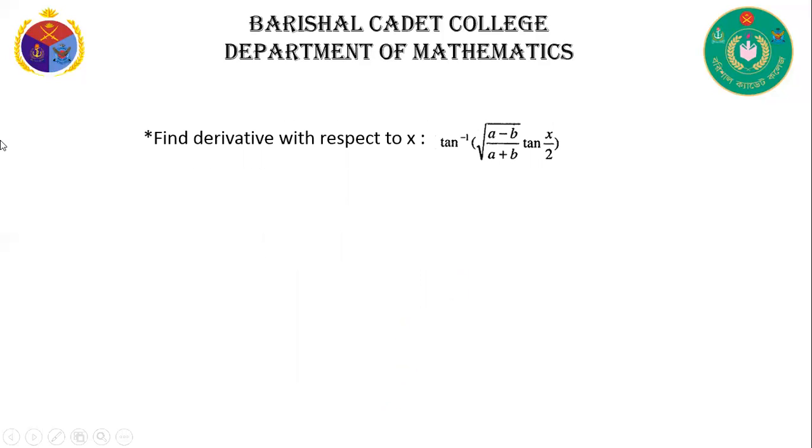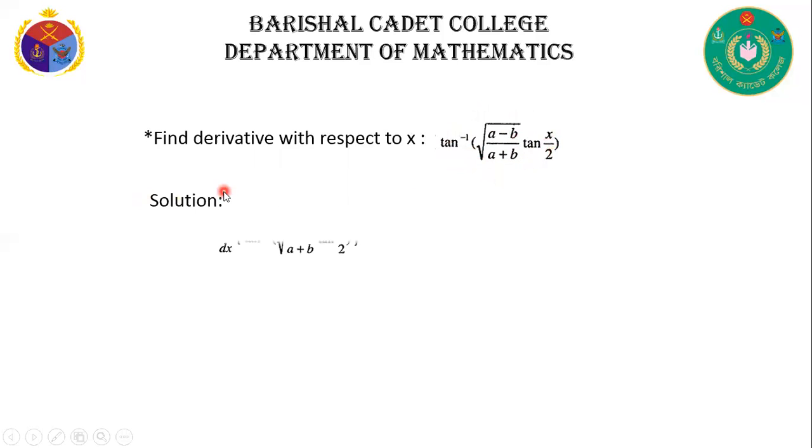Now another question. Find the derivative with respect to x of tan inverse root a minus b by a plus b tan x by 2. Here first, given tan inverse x, x means the total term root a minus b by a plus b tan x by 2. Here this term is constant, and then we differentiate tan x by 2.